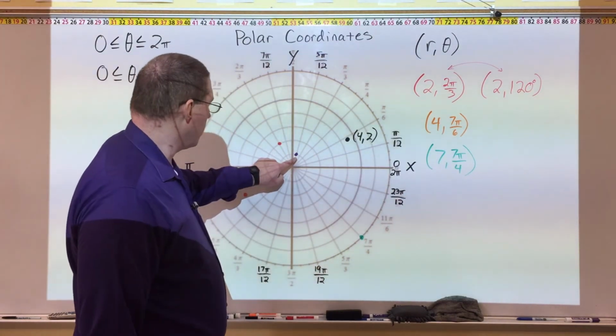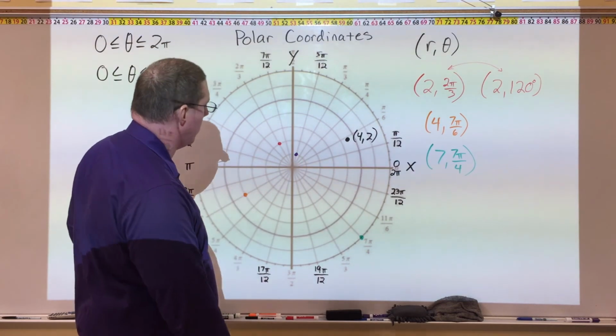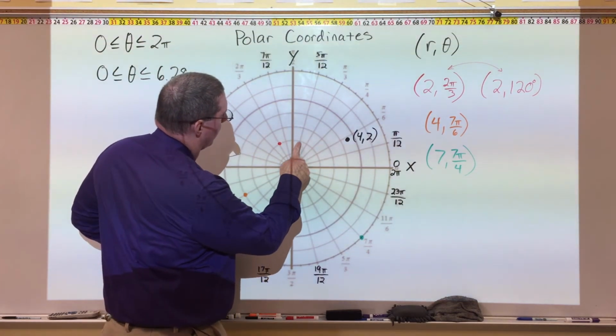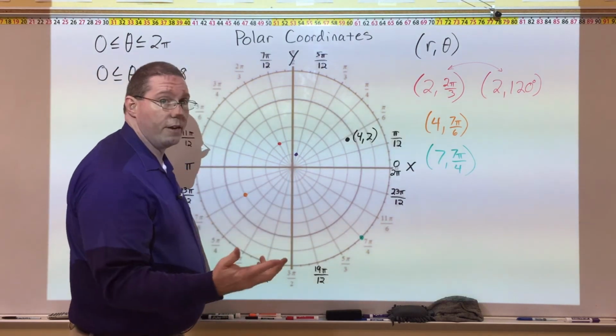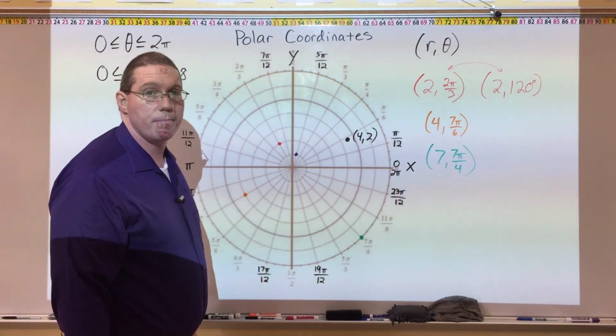Now this last one here, you want to try this purple one that's really close here. It's along this line right here. It's along that line, and it's on the first circle. Okay, so pause the video and see if you can write down the polar coordinates.